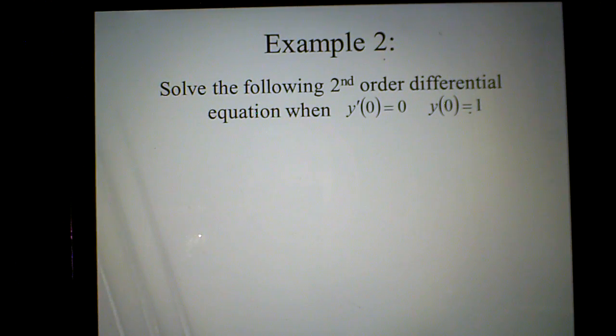So example 2, look how clever I am. Example 2 uses a second order differential equation, which means I need 2 initial values. So notice that this is when y of 0 means when x is 0, y is 1. This one, though, is when x is 0, y prime is 0.